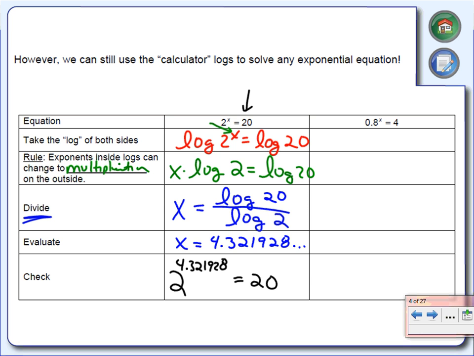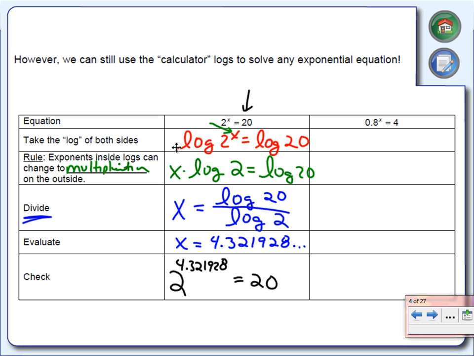Equal to 20. Now, I will tell you guys, depending on where you round your answers, if I put 2 to the 4.3 power, am I going to get exactly 20? Probably not, but I will get something pretty close. So this is why I say the more decimals you include, the more accurate your answer is going to be. Let's try the next one.